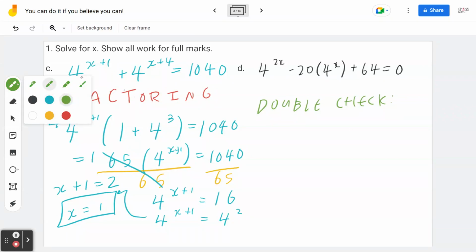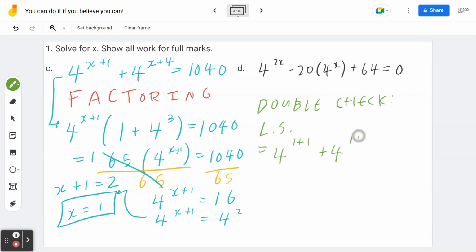In case you're not double checking at all, I'm going to try this one more time. I'm not going to double check every question in this video, but I would like to invite you to do it just enough for you to decide how badly you want to get perfect. So if you want to double check, you go back to the left-hand side and you're thinking, if x is 1 and I plug it back in, I should get exactly the same as the right-hand side.